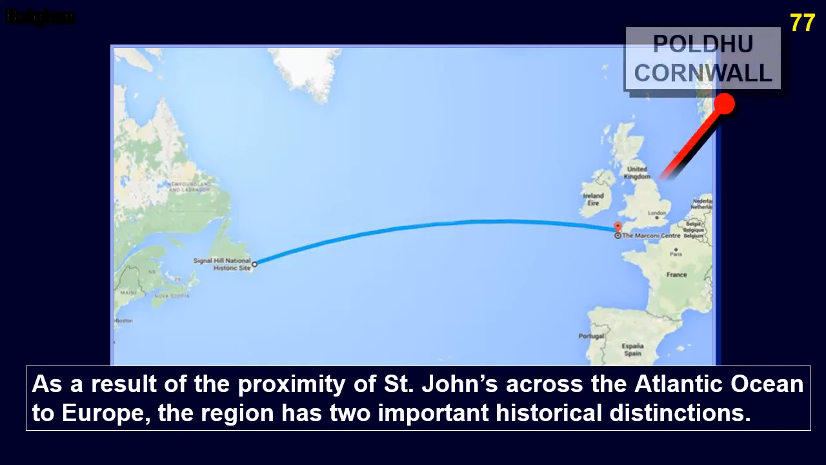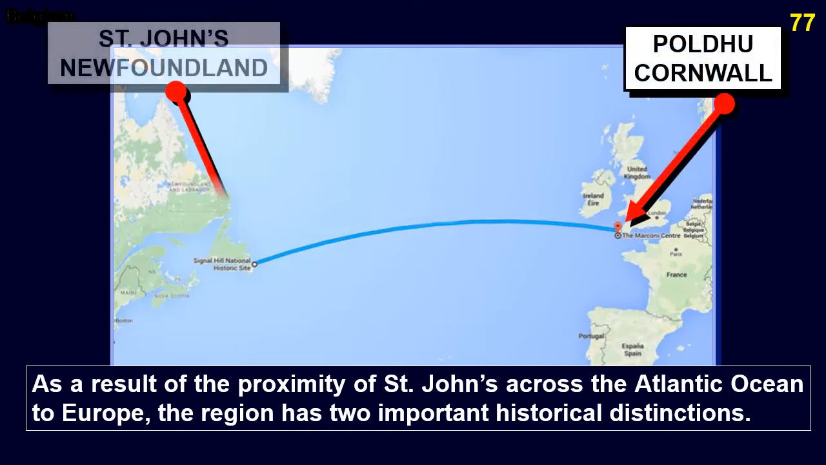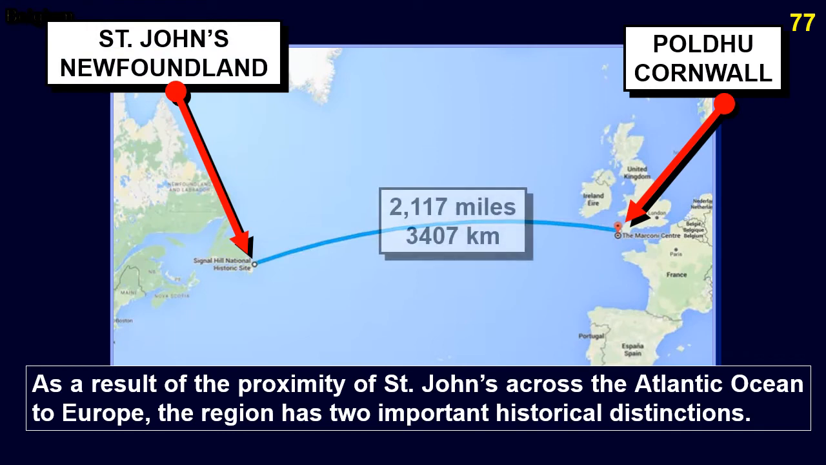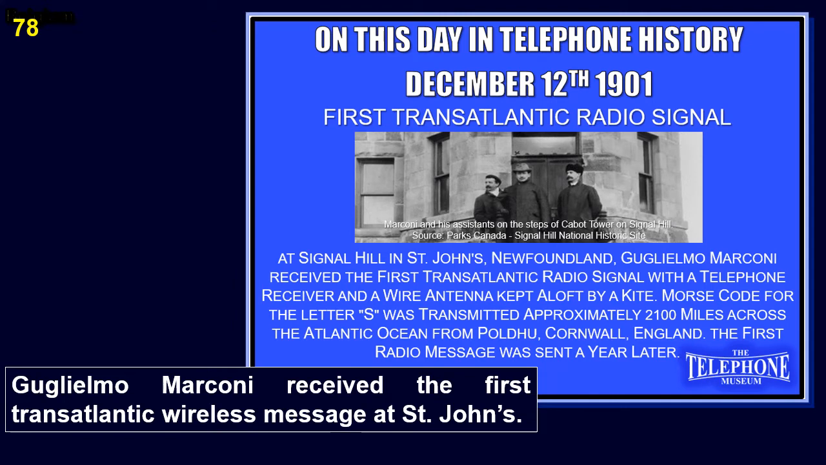As a result of the proximity of St. John's across the Atlantic Ocean to Europe, the region has two important historical distinctions. Guglielmo Marconi received the first transatlantic wireless message at St. John's.